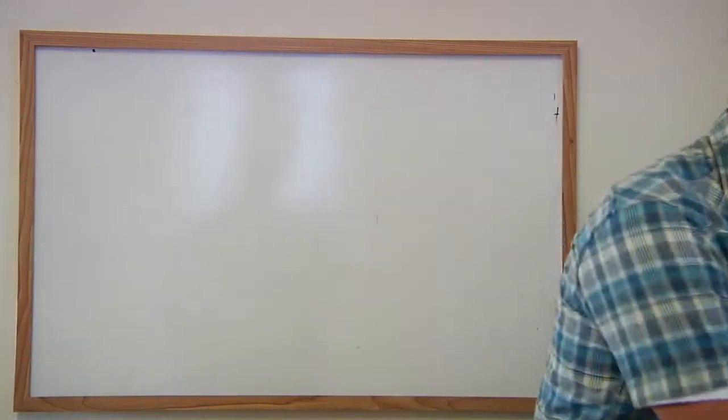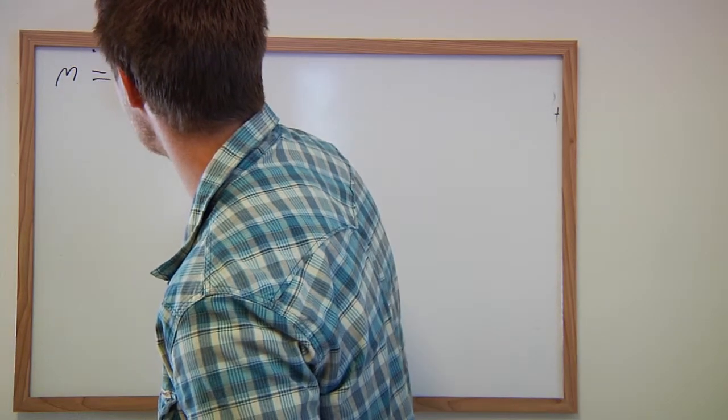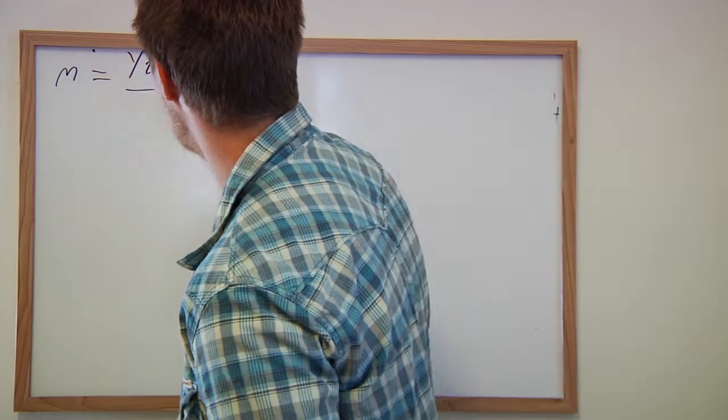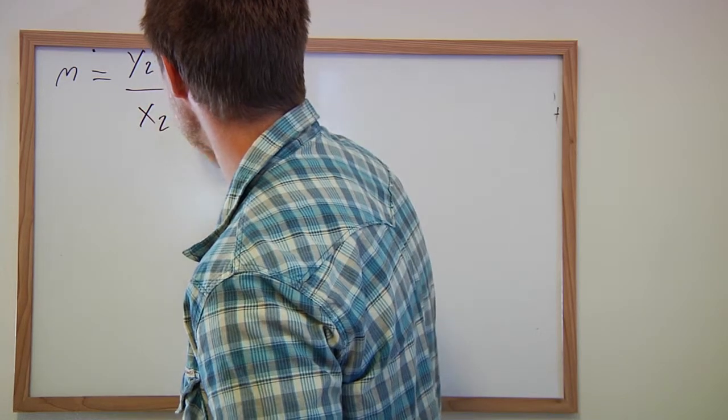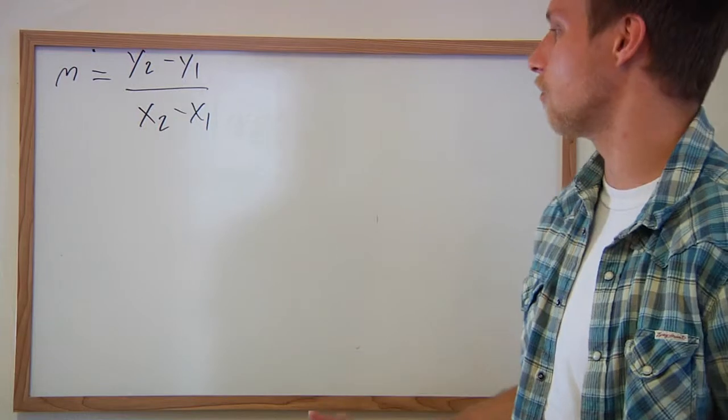The only thing I want to rewrite is the formula. I'll write it in this top corner: y2 minus y1 over x2 minus x1. Okay, that formula, that is the slope formula.